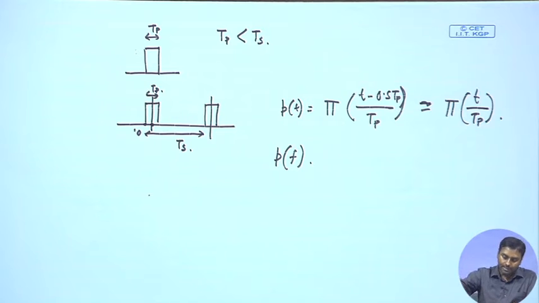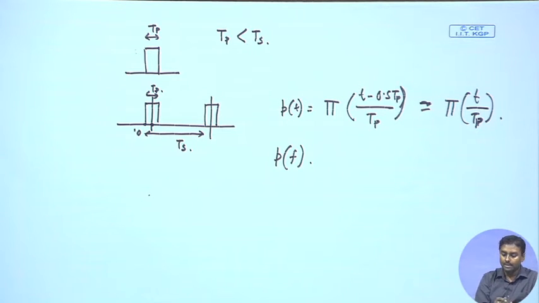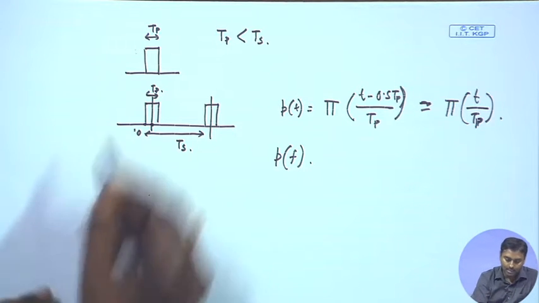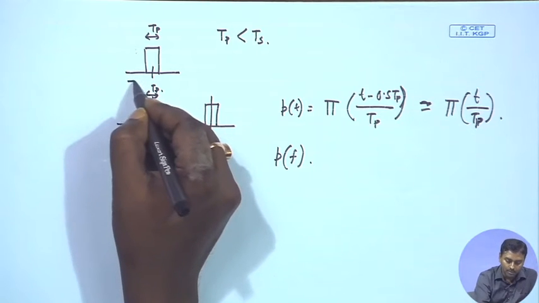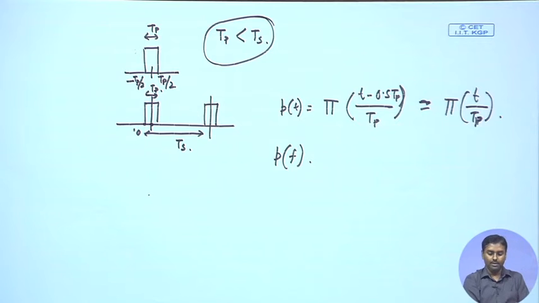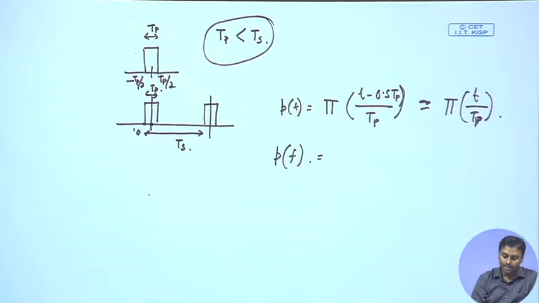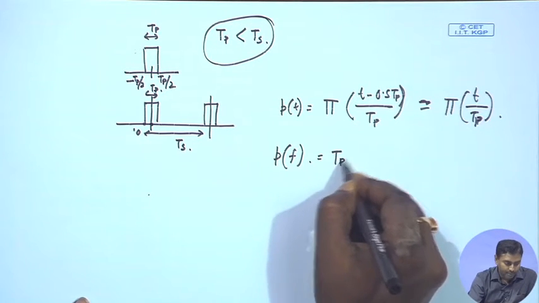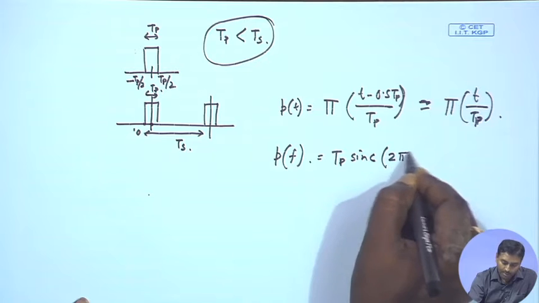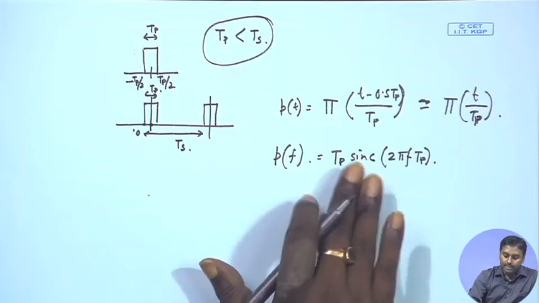Sorry, it is not repeated, it is the single pulse we are describing. It is a box function centered around 0 and it has a width of Tp. So basically it looks like this. It is defined from minus Tp by 2 to plus Tp by 2. Immediately, if this is a box function, I will get a corresponding sinc function Pf. That should be Tp sinc 2 pi f Tp. Fine, so this is my Pf.